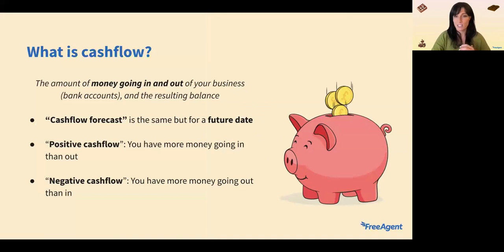Okay, so before we get into it, I just want to make sure we're all on the same page in terms of what cash flow is. And it's actually very, very simple. It's literally just the amount of money going in and out of your business and the resulting balance. It's as simple as that. So cash flow forecast is a term you will have heard. This is just basically looking at a future date and saying, given everything I know about what's coming in and what's going out of my business, what balance will I have in, say, 90 days, for example? If I have more money coming in than going out, I have positive cash flow, good times. If I have more money going out than in, then I have negative cash flow.